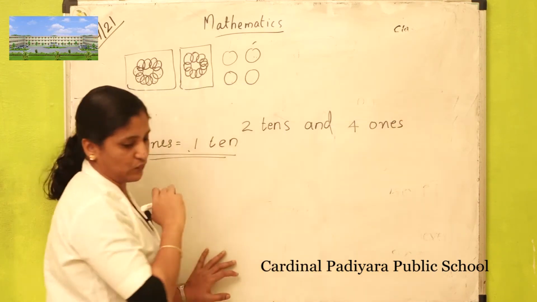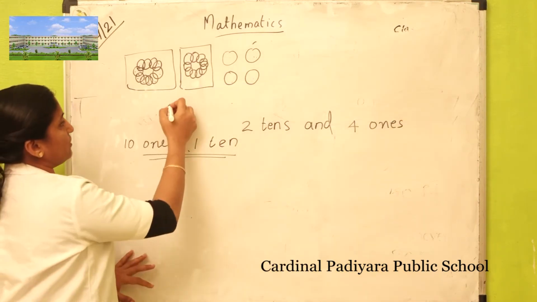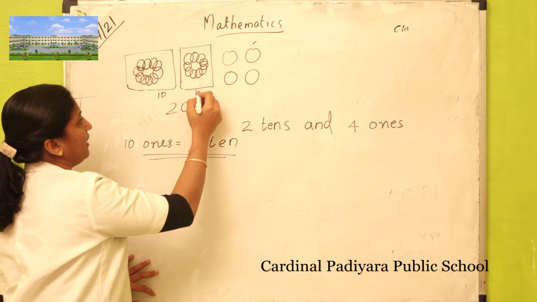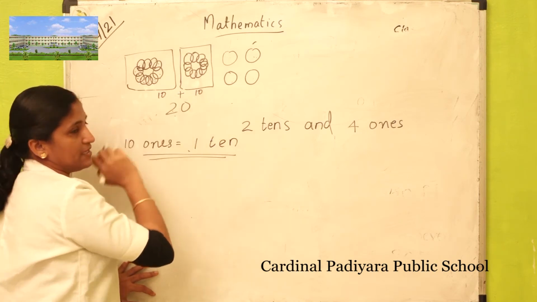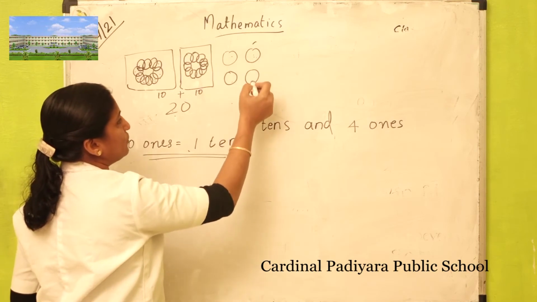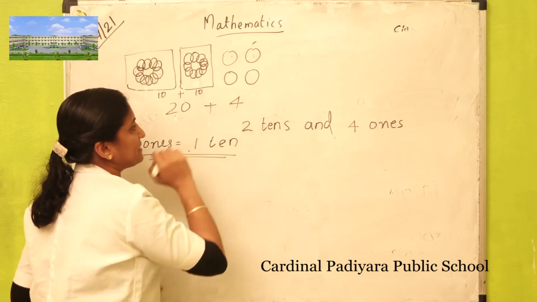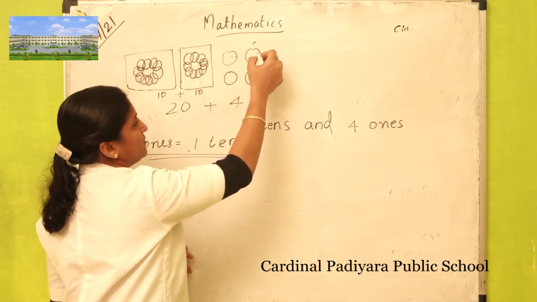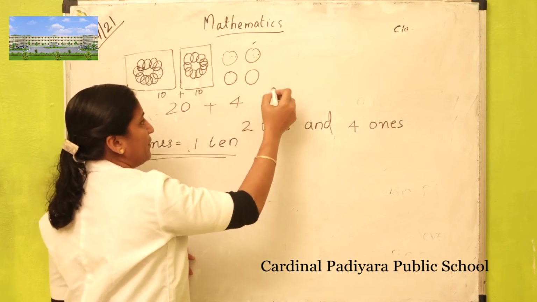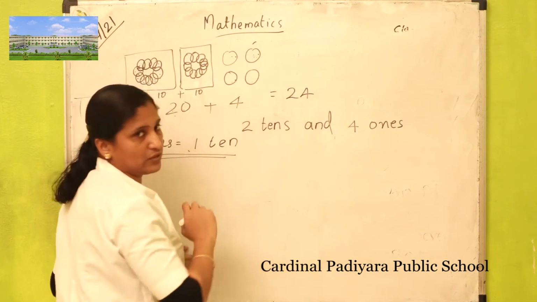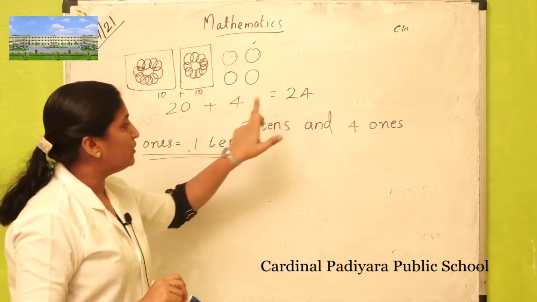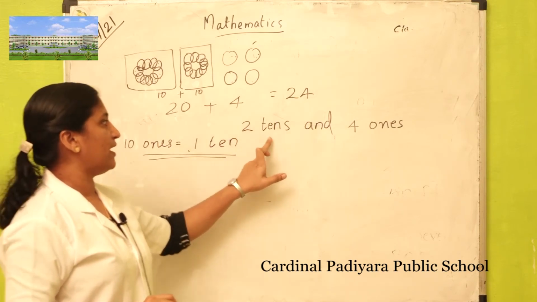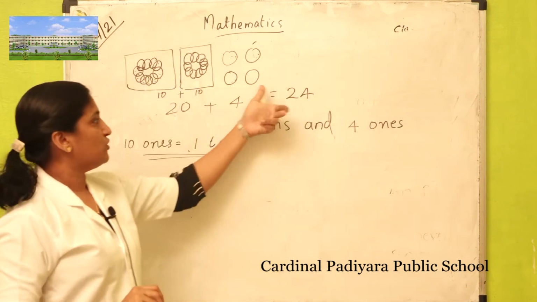2 tens is 20. Clear? 10 plus 10. This 10 rings. Again 10 rings. 10 plus 10 is 20. Then how many loose rings here? 4. So 20 plus 4. What is the answer? 20, 21, 22, 23, 24. So that is 24. That means here how many tens? 2 tens and how many ones? 4 ones. So 2 tens and 4 ones is 24. Clear?